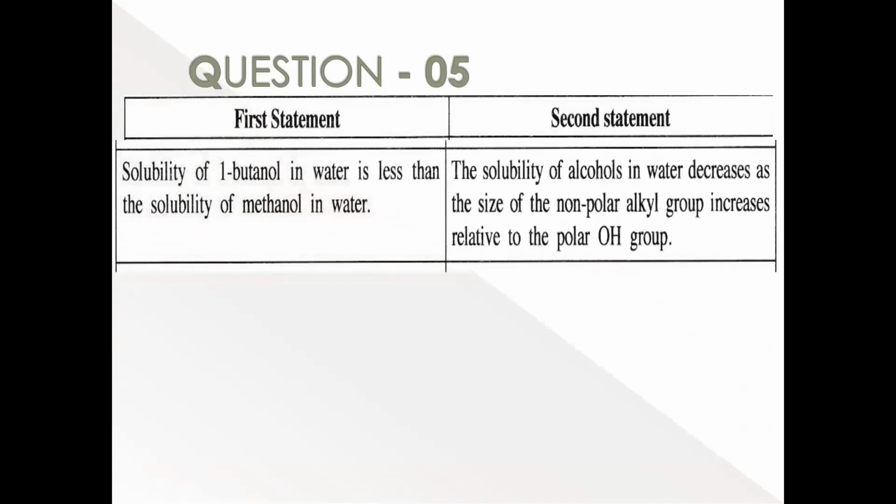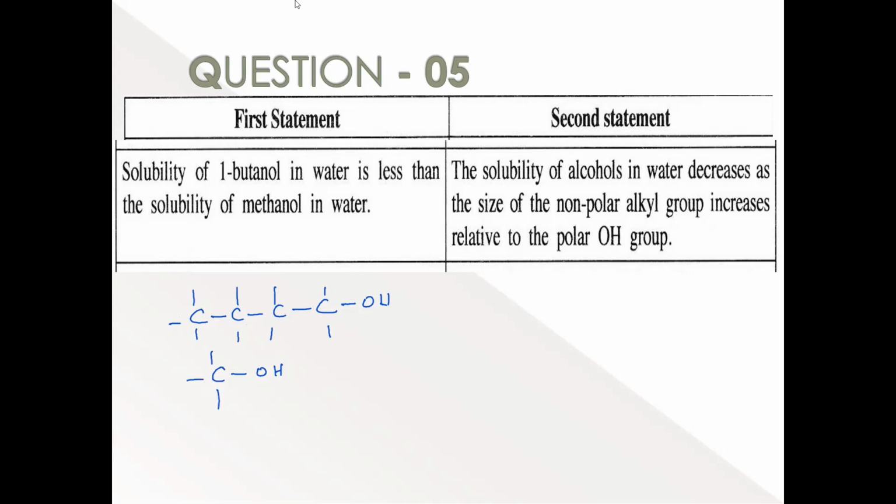The solubility of 1-butanol in water is less than the solubility of methanol in water. Again and again, such kind of question is repeating. When you speak about butanol, 4 carbons: 1, 2, 3, 4. Methanol, how many carbons? Only 1 carbon. All of them will have the H. Yes, CH2, CH2, CH2, CH3. This is only 1 carbon, CH3.